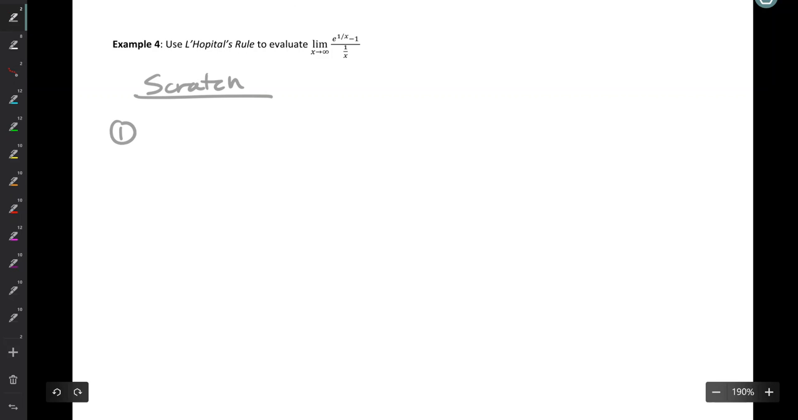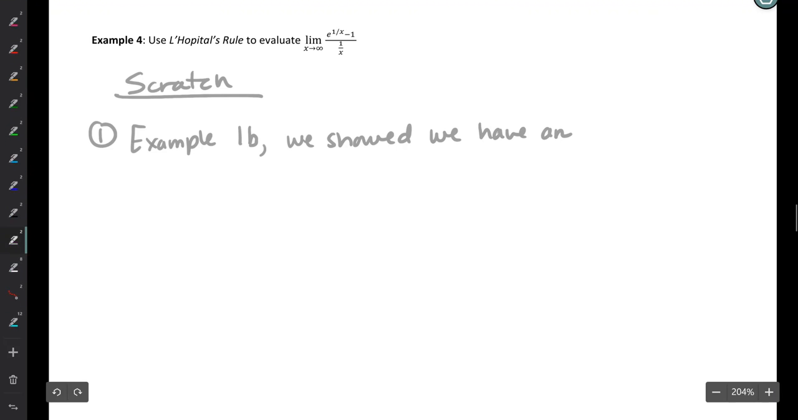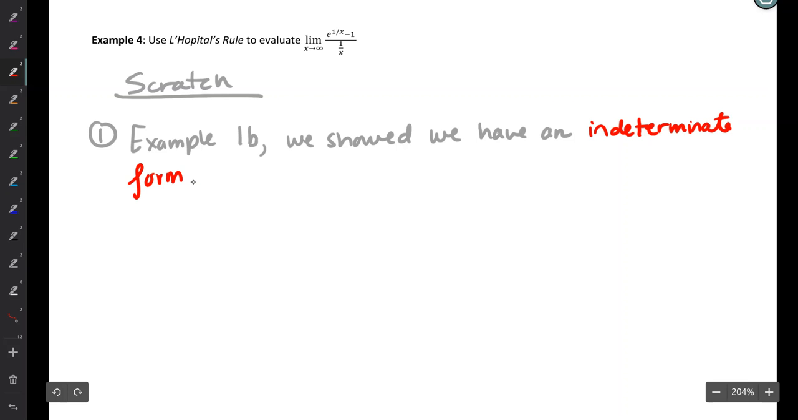So the first thing that we have to verify is that we do have an indeterminate form, and in example 1b, we showed we have an indeterminate form of type 0 over 0.